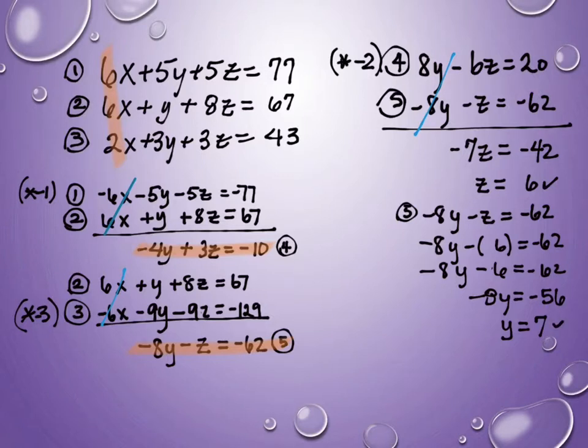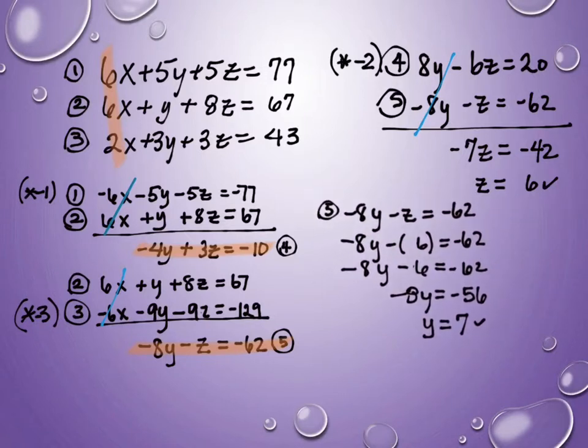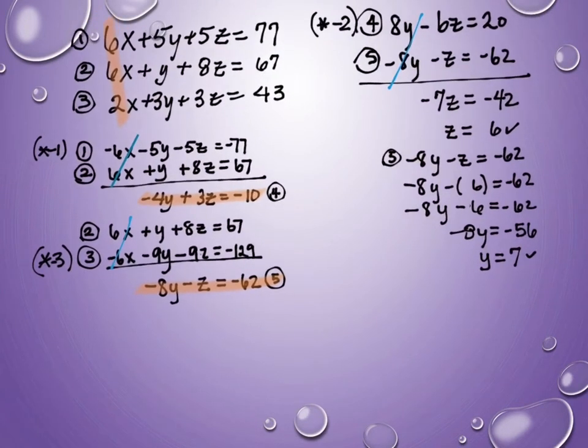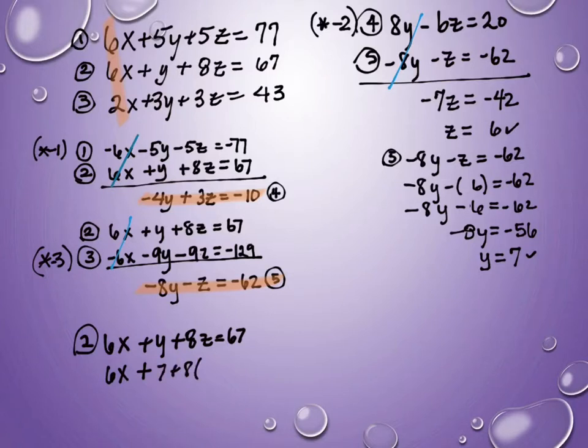I still need to find x. You want to use the second equation. Okay. That's what I'll do. I'll move this all up. Okay, so my second equation is 6x plus y plus 8z equals 67. I don't know x. I know that y is the one I just found, 7. And z is 6.